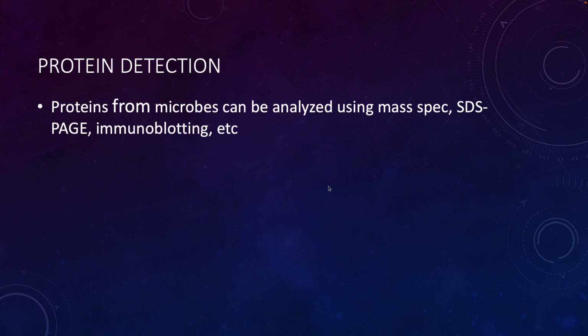In molecular diagnoses, we can also look at proteins. And when I talk about proteins, they could be proteins from a microbe, or they could be proteins like antibodies that your body has produced in response to an infection. There are a number of different tools for protein detection that can be used, including mass spec, SDS-PAGE, Western blotting, etc.